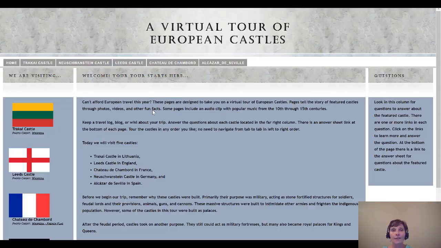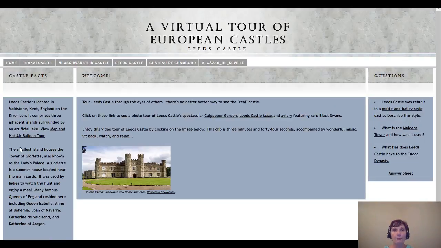For each castle, we have a brief fact about the castle, a little blurb about what is in the castle and how the castle works, and then finally you click this link and you get a tour below for the castle. This adds to the feel of a real tour. It gives you an idea of the practices and the customs of the people of this area.